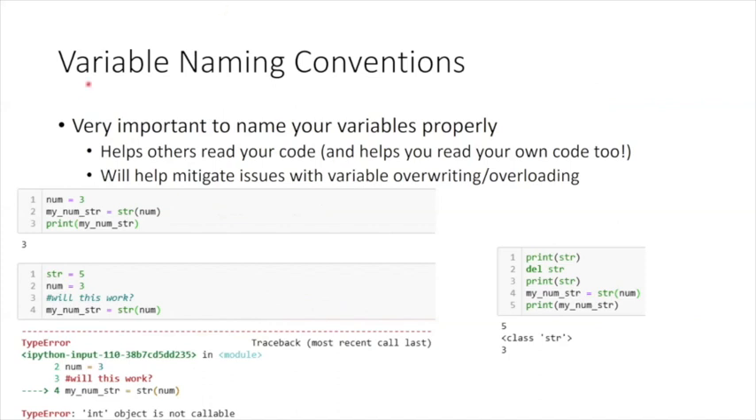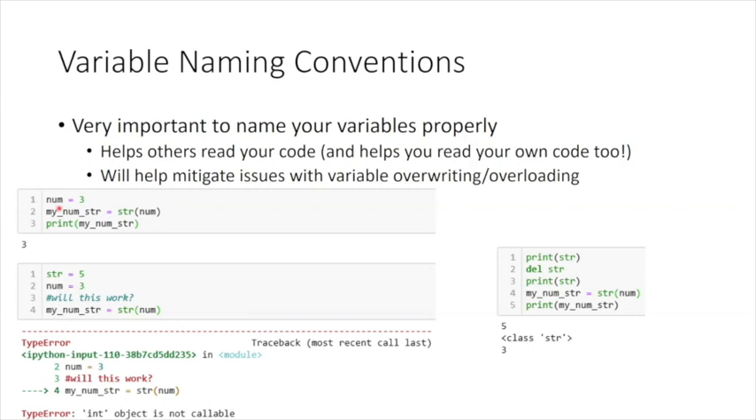I just wanted to talk about variable naming conventions as well. There's two reasons why you want to name your variables properly. First, it helps others read your code later on, and it also helps you read your own code. When you come back to a file you haven't looked at in a couple of months, if your variables aren't named well, it can be really hard to figure out what it was doing. But it'll also help mitigate issues with variable overwriting or overloading.